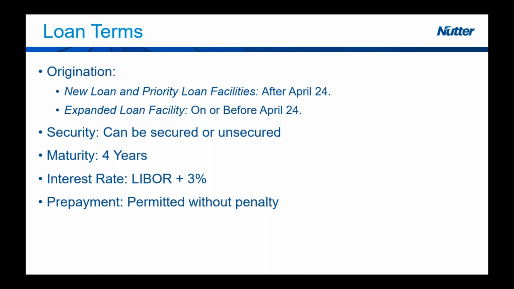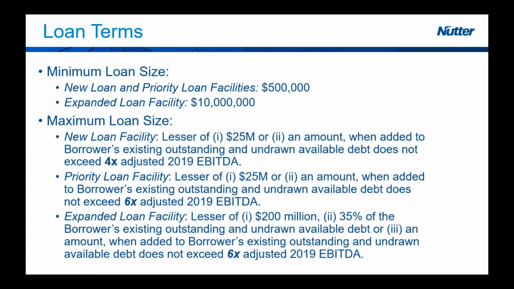There are some terms of these loans that will be the same for each of these 3 facilities. Any of these 3 loans can be secured or unsecured. They each will have a 4-year maturity, an interest rate of LIBOR plus 300 basis points, and can be prepaid at any time without penalty. The other terms related to these loans will differ depending on which facility you go with.